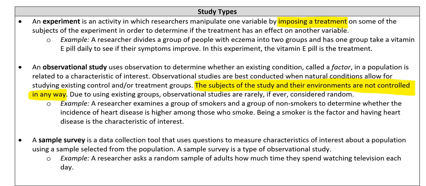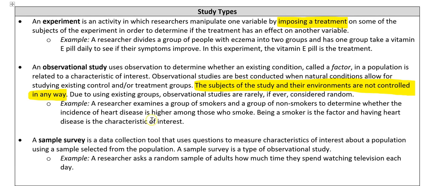Now, the last type of study is actually a type of observational study, and it's called a sample survey. This is when we use a data collection tool to ask questions to measure a characteristic of interest about a population. You all take sample surveys all the time. You do them on Canvas. Maybe you've given your own survey. Most people don't confuse sample surveys. Sample surveys are just a more specific type of observational study. So for example, a researcher asks a random sample of adults how much time they spend watching television each day.